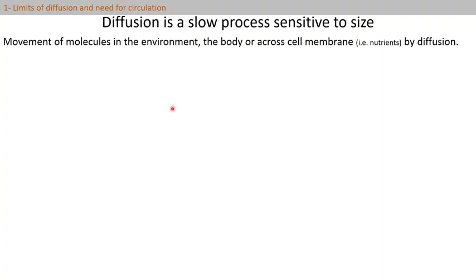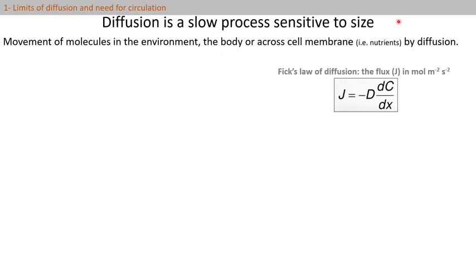So the main question is how, within an organism, can you move different molecules of interest? Say, for instance, nutrients. So movement of molecules within a body, in an environment, just follow the law of diffusion. Okay? So the molecule can cross a body, cross a membrane, and move by diffusion.